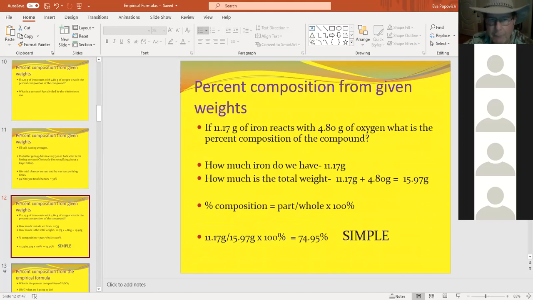I have 11.17, that's my grams of iron, that's the part. My whole thing is 11.17 plus the 4.80. So I divide the 11.17 by the total weight, the 15.97, and multiply by 100, and I have my percentage.